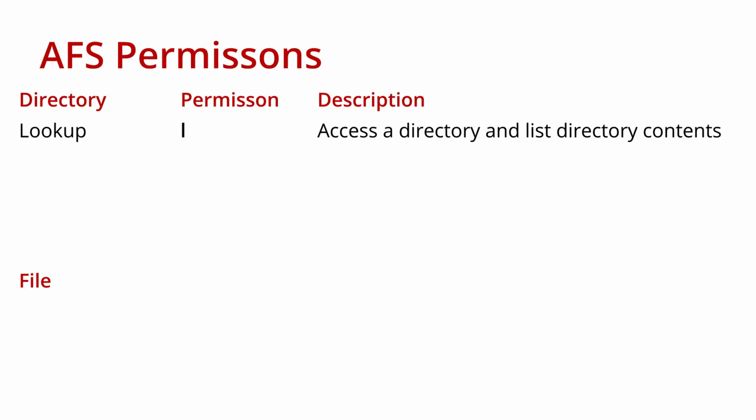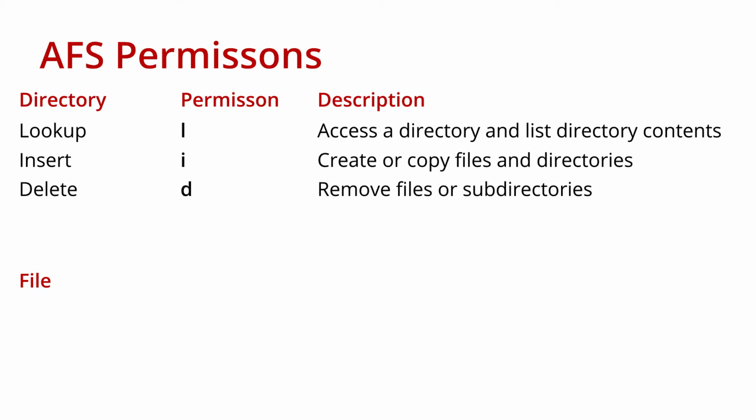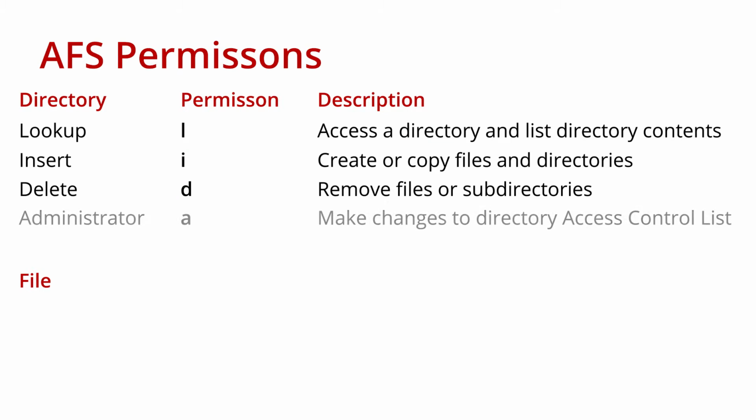There are 7 AFS permissions, 4 controlling directories themselves and 3 affecting file authorization within that directory. For directories, lookup permissions, represented by the letter L, allow access to a directory to perform other operations, including listing directory contents. Insert or I permissions allow file and directory creation or copying. Delete or D permissions allow for the removal of files or subdirectories. And administrator or A permissions allow for changing the directory ACLs.